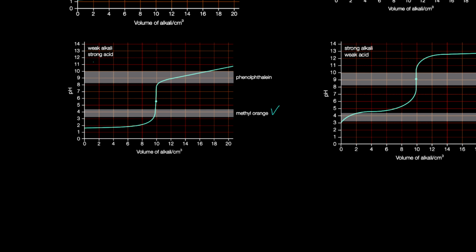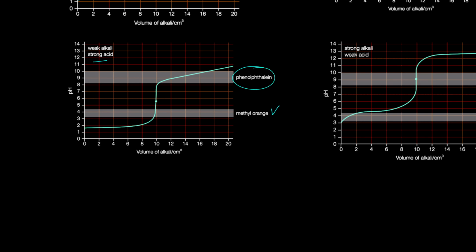Absolutely I can. It's weak alkali and strong acid. And in this case, strong acid is the one that we're starting off with effectively. I can use methyl orange. The question is, can I use phenolphthalein right here for weak alkali and strong acid?